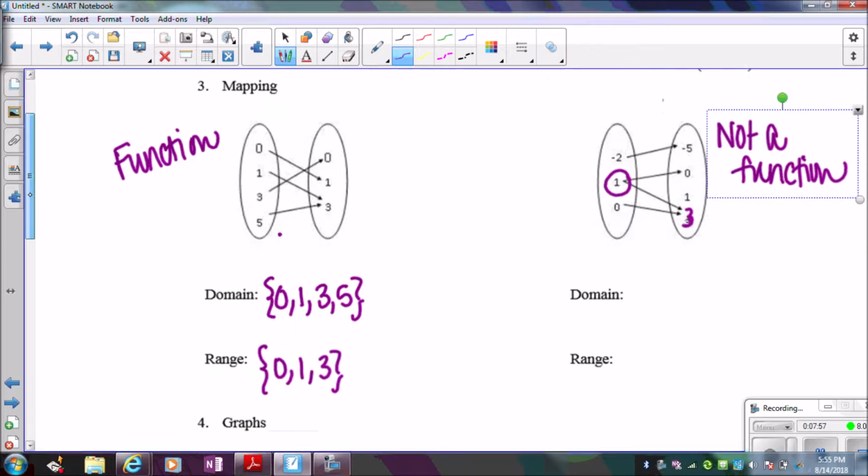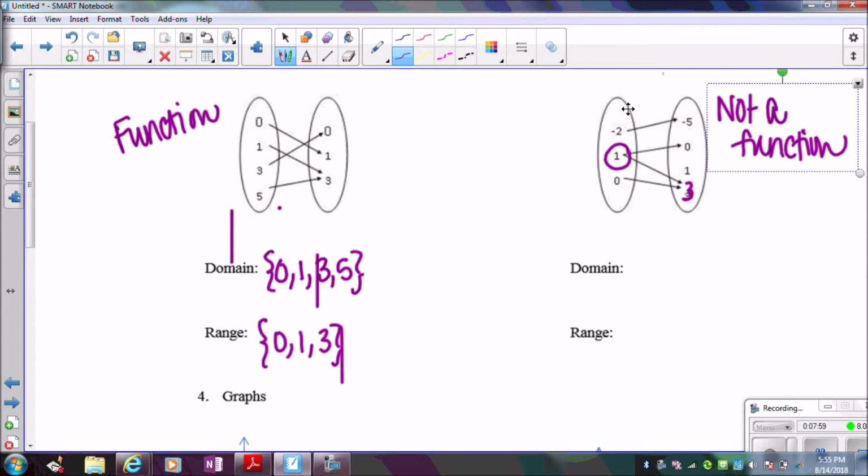So when we list our domain, well, all of these numbers are being used as inputs, so all of those are going to be part of the domain. And again, I'm going to list them in increasing order. And then when we look at our range, we're only going to list the things that are actually being used. So only listing the things that get used or getting mapped to. So for your range.